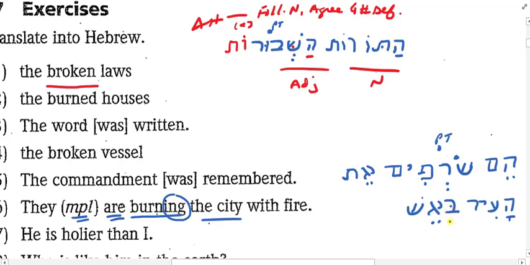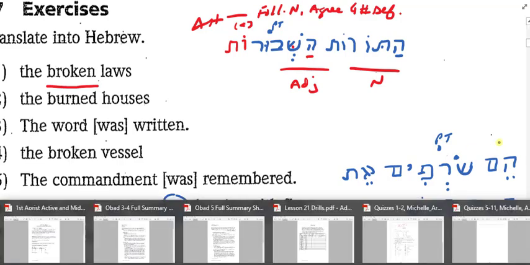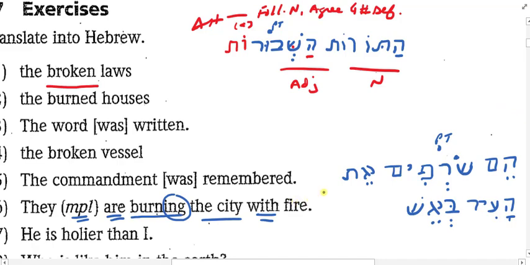The preposition bet can be used to mean with when it means the means for doing something. By means of fire. By means of something. He killed him by means of the sword, or with the sword. Okay? So that's how I would do it. Now notice that I did not have the article pointing here. I've left the bet with a vocal shiva because I don't need an article. It's just with fire. You see? So it's just ba'esh.